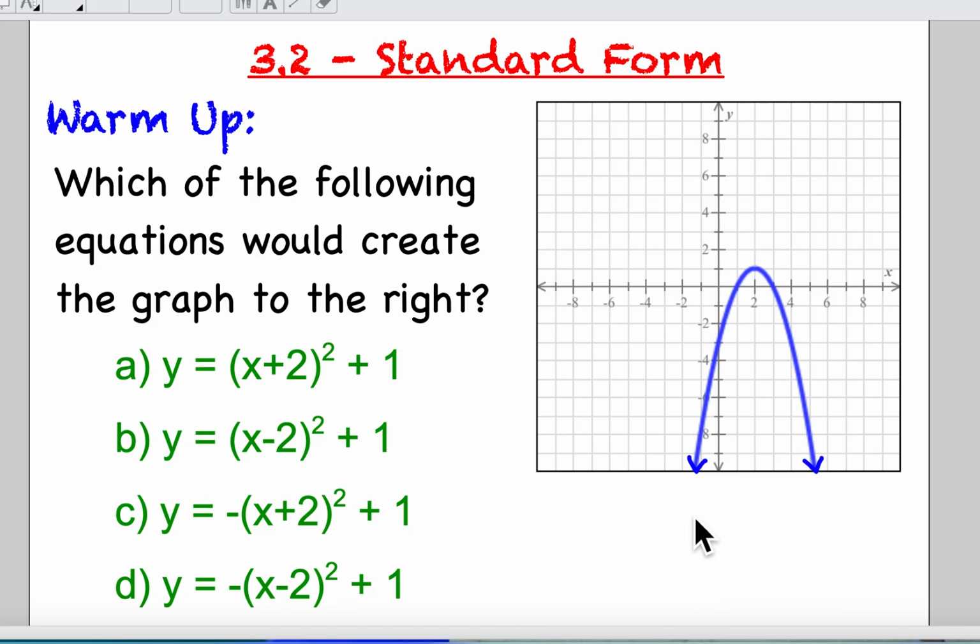All right, so for this one, we can see that the vertex is going to be right 2, up 1. So that's going to actually be answer B, because the -2 is right 2, and then the +1 is the up 1. So we're looking at answer B as our right answer for that one.